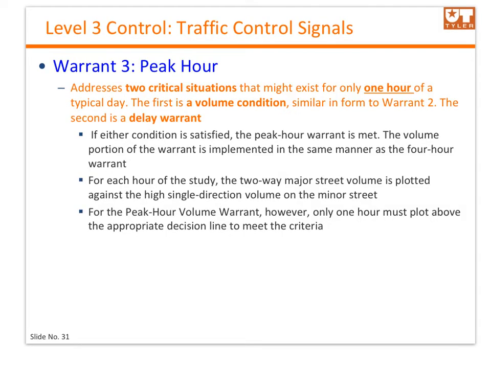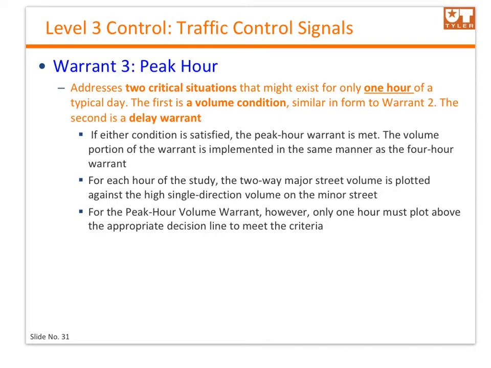How about warrant 3? Warrant 3 has to do with the peak hour. It really addresses two critical situations that might exist for only 1 hour of the typical day. These two situations: the first is the volume condition, which is similar to warrant 2, and the second is the delay warrant. So how can we meet this criteria or warrant? If either condition is satisfied, the peak hour warrant is met, and the volume portion of the warrant is implemented in the same manner actually as the 4-hour warrant.